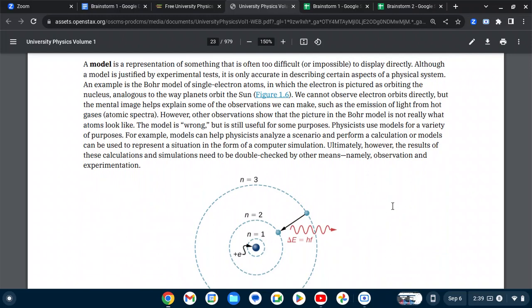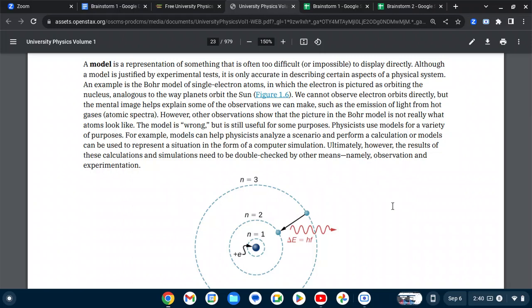An example is the Bohr model of single electron atoms, in which the electron is pictured as orbiting the nucleus, analogous to the way planets orbit the sun. We cannot observe electron orbits directly, but the mental image helps explain some of the observations we can make, such as the emission of light from hot gases. However, other observations show that the picture in the Bohr model is not really what atoms look like. The model is wrong, but is still useful for some purposes.